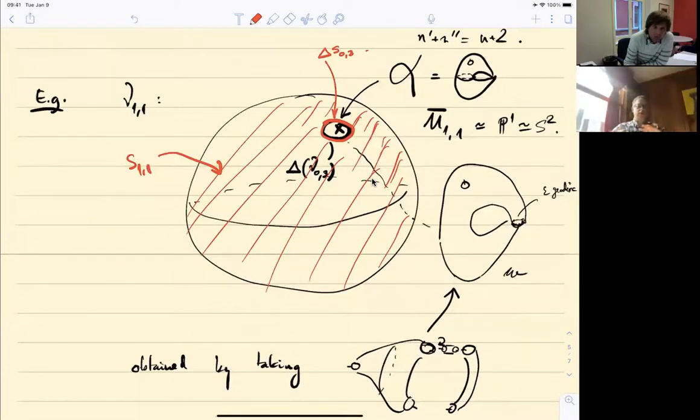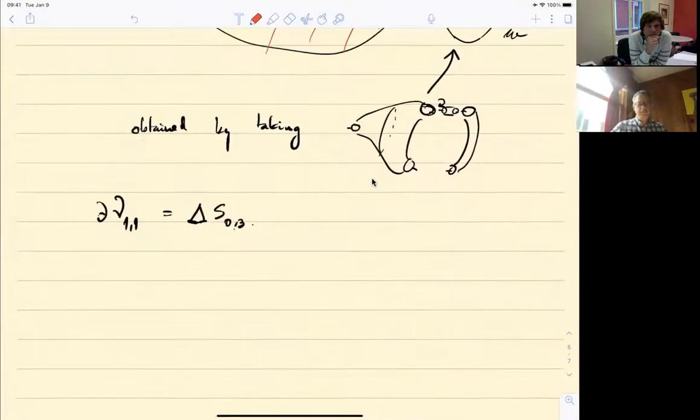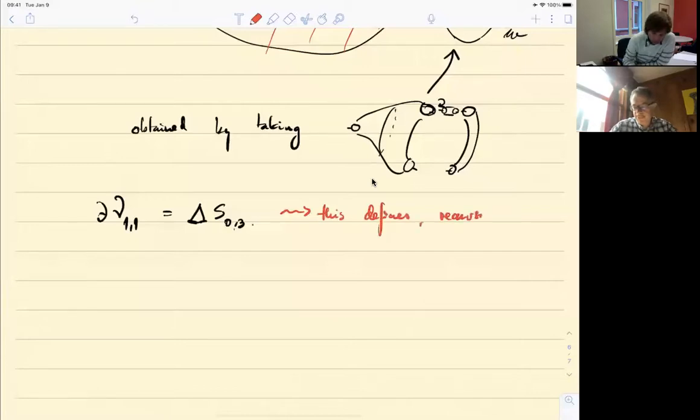So we see a circle on the sphere which surrounds this special point, and we want a chain, or a closed subset if you want, in the sphere, whose only boundary is this circle, and it does not touch the boundary component of M11, the special point. So this is the only possible solution. So this defines V11 recursively.